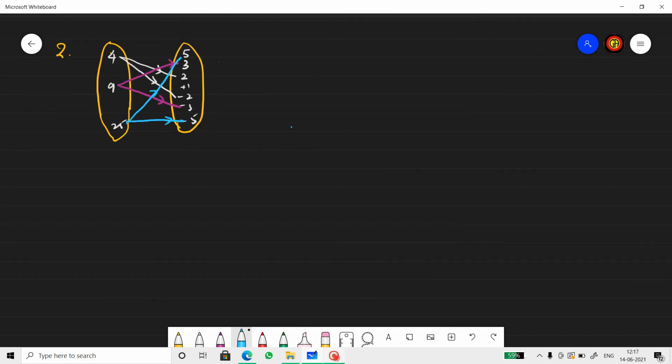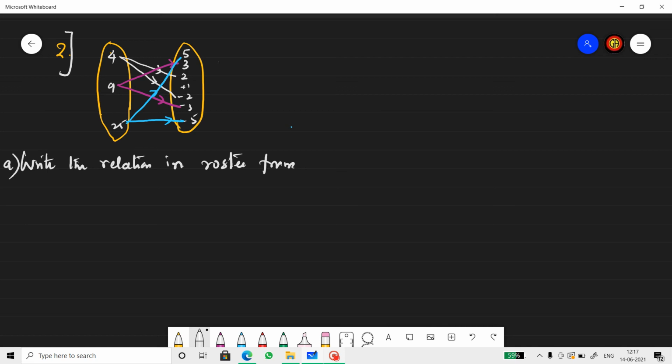Okay, so this is the next question in which an arrow diagram is given and they want us to find a few things. The first one, write the relation in roster form.